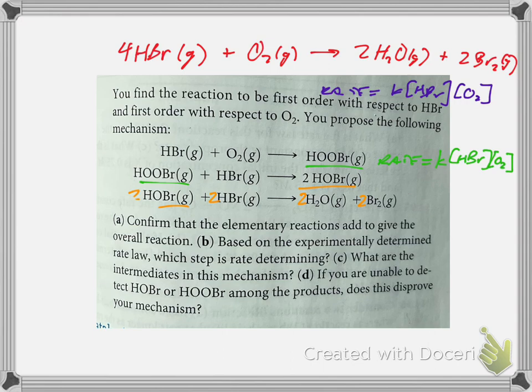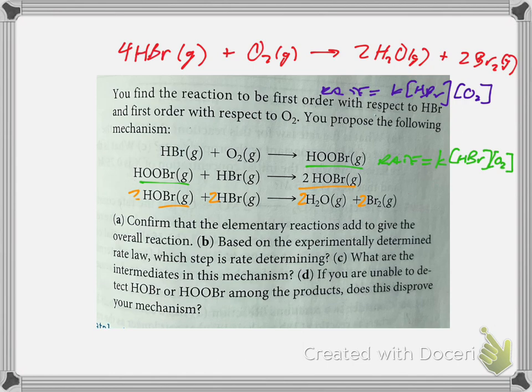And then I went ahead and wrote the rate law for the first step, because that step is elementary, so therefore I can write it as rate equals k concentration of HBr, first order because the coefficient is 1, times the concentration of O2, again first order because the coefficient is 1.